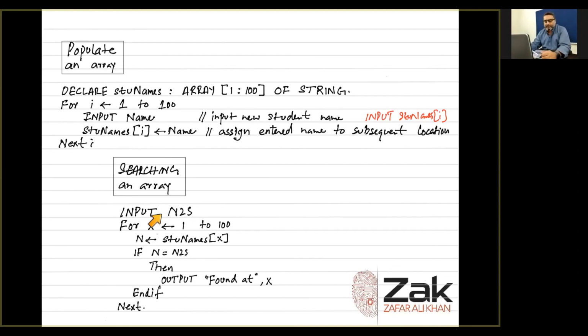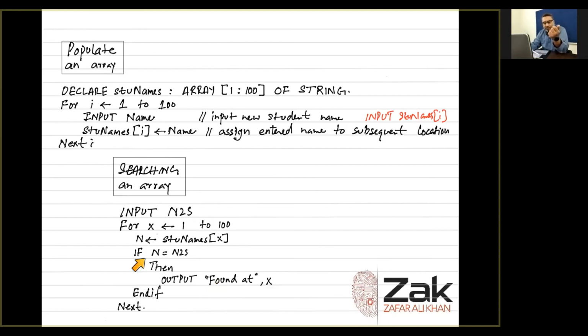So what exactly happens is that X will be considered as an index, and this would go from 1 to 100, and then a value is taken from the next subsequent location, which is student name 1, and assigned to n, and then the system is matching both. If the name at location 1 is the same as the value that was input and needs to be searched, then an output message is placed that the value is found at X location, and this goes on.